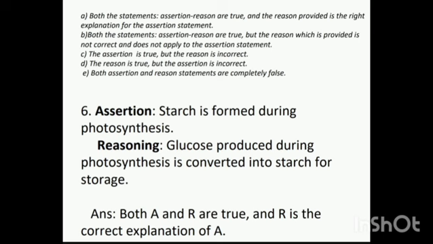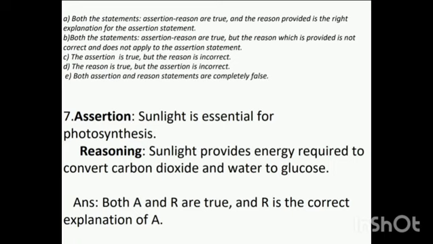Okay, next move on to the sixth assertion and reasoning question. Starch is formed during photosynthesis, and the reasoning given is glucose produced during photosynthesis is converted into starch for storage. So we know that starch is the primary form in which the plants store the energy from photosynthesis. So hence both the assertion and reasoning are true, and the reasoning is the correct explanation of the assertion. So that is the answer. The next one is sunlight is essential for photosynthesis.